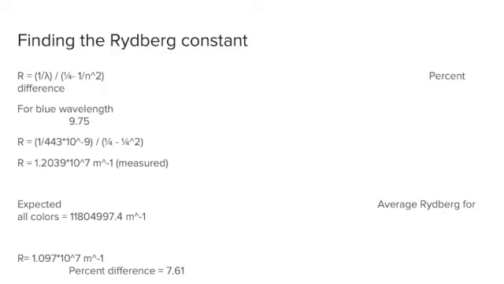We did this for all the colors, and we had an average Rydberg of 1.18 times 10 to the 7 meters to the negative 1. Our overall percent difference was 7.61 for all of our trials. So it was very close, and the results of this lab support that this is the proper equation. It supports what Rydberg found for his constant.